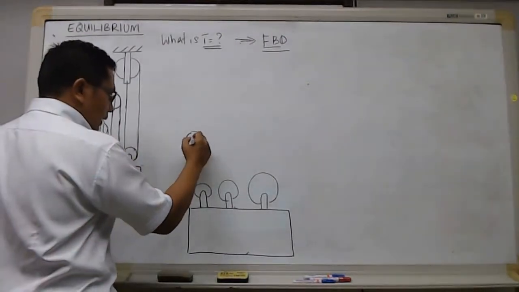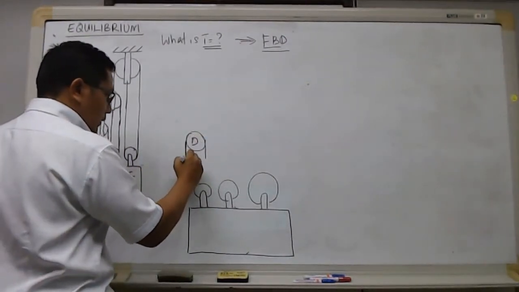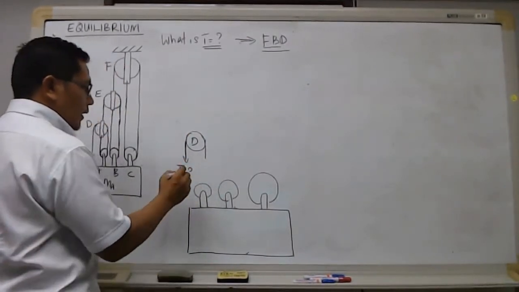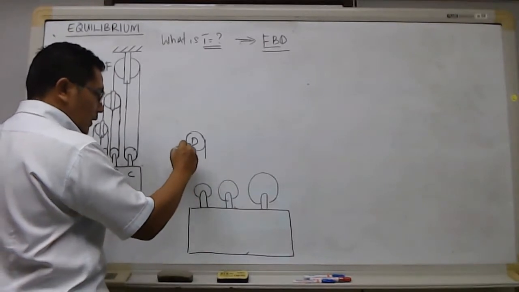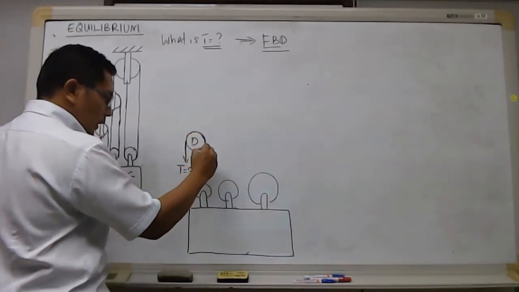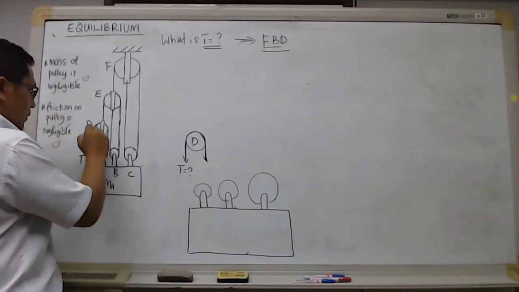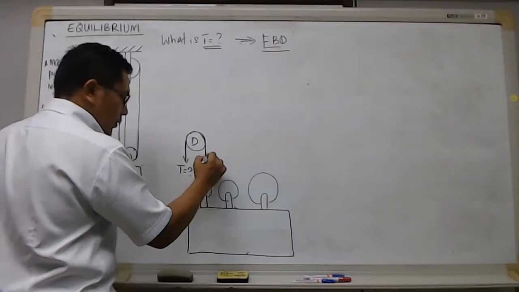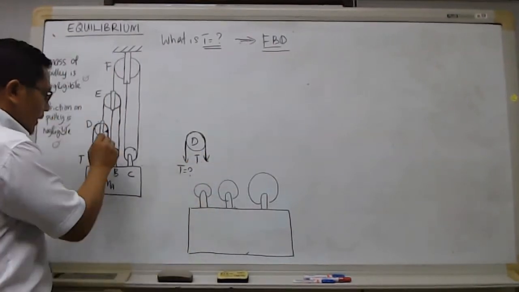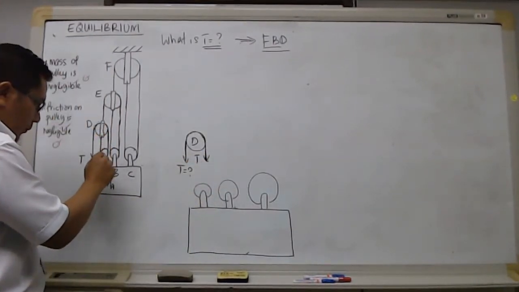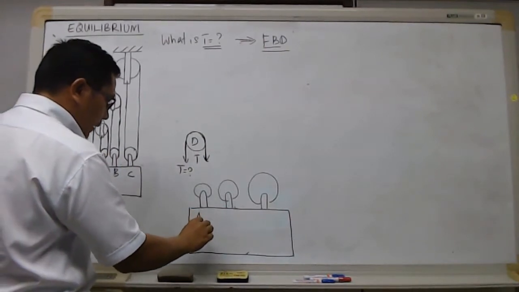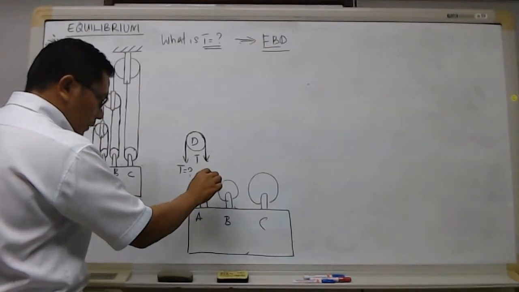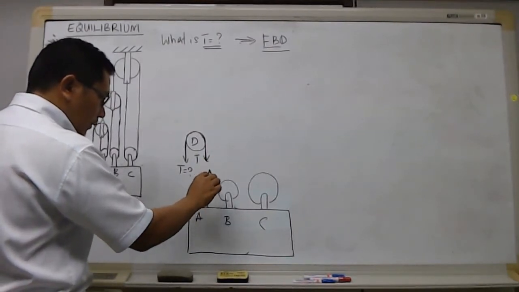So this is pulley D. The tension to be determined is T, and because the cable is wrapped on this pulley D, the tension here is also the same, so this is also T. And then the cable here goes to the bottom, to pulley A, this is B, this is C. It is the same cable, so the tension has to be the same.